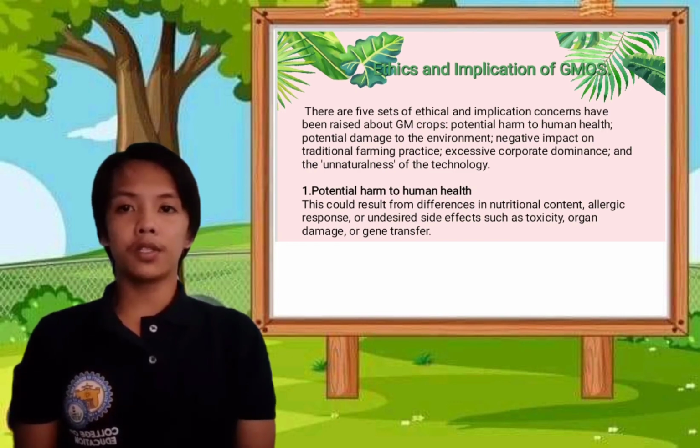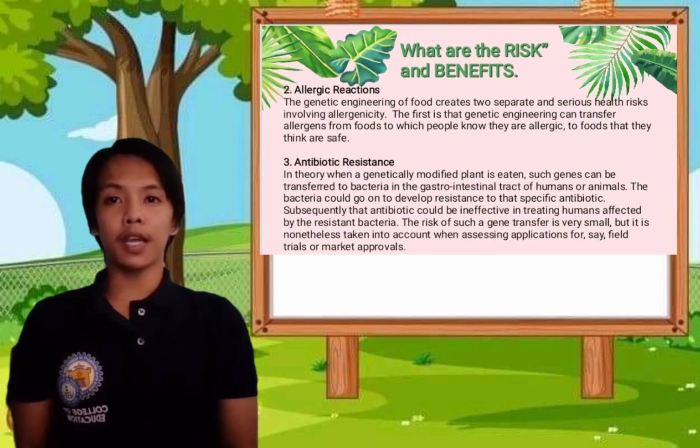As a result, each gene insertion into a food amounts to playing food safety roulette, with the companies hoping that the new genetic material does not destabilize a safe food and make it hazardous. Each genetic insertion creates the added possibility that a formerly non-toxic element in the food could become toxic. Number 2, allergic reaction. The genetic engineering of food creates 2 separate and serious health risks involving allergenicity.